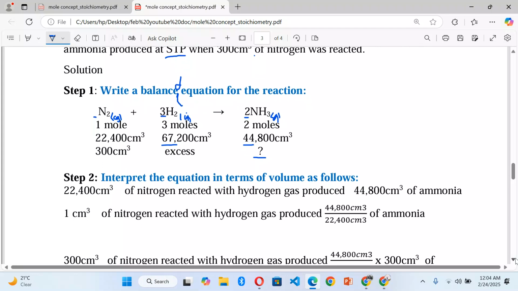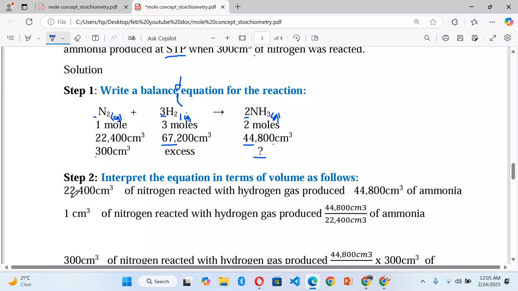Now, step 2, we interpret. Now, what are we interpreting? The volume. This one, you call it interpreting the equation in terms of volume. And don't forget, our major emphasis is on nitrogen, and our major emphasis is on ammonia. Hydrogen, we don't have what to do with hydrogen. That's why when we are interpreting, we are looking at the units of nitrogen and the units of ammonia.